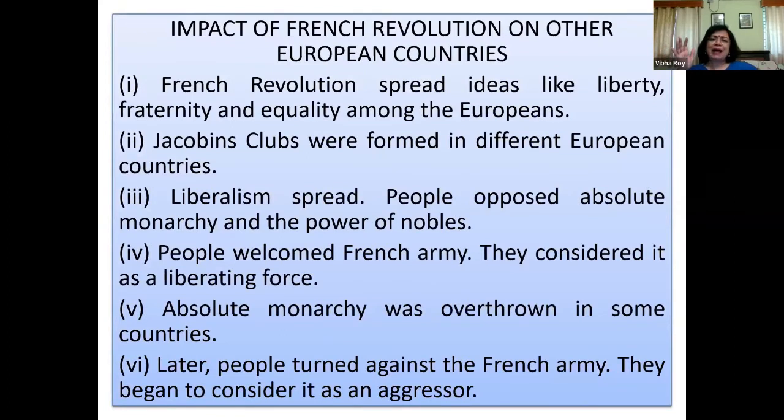So what was the impact of the French Revolution on other European countries? First, the French Revolution spread the idea of liberty, fraternity, equality to all the nations. Then Jacobin clubs were formed in different countries. Liberalism spread. People started fighting against absolute monarchy and the power of the nobles. Then people welcomed the French army, because they considered them a liberating force. Absolute monarchy was overthrown in some countries, but later people turned against the French. Why? Because they were considered the aggressors.